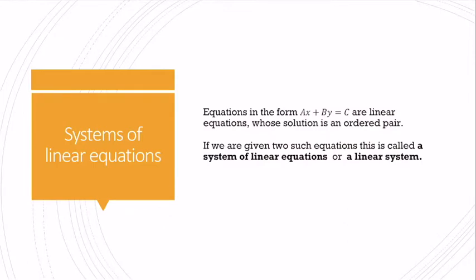So a system of linear equations is when I'm given two equations in standard form, ax plus by equals c, or they could be in y-intercept form. Typically, they're given to us, though, in standard form. If I'm given any two such equations, this is a linear system.